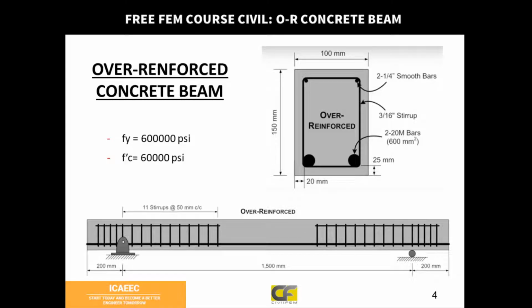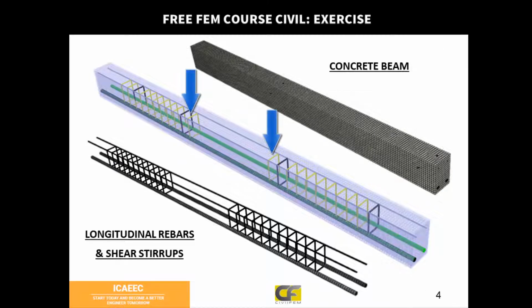In this case, we increased the bending reinforcement a lot. We have increased the diameter from 16 to 20 millimeters, and the area from 200 square millimeters to 600. Also, we don't have compression reinforcement here, so now the behavior we expect is failure due to compression and not much yielding in the reinforcement, okay?